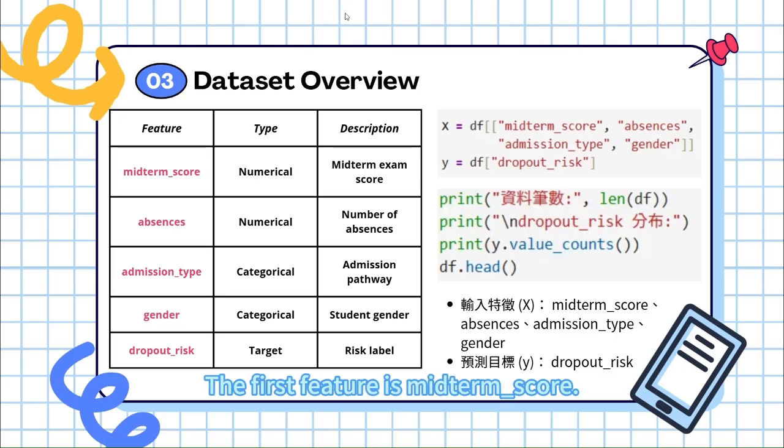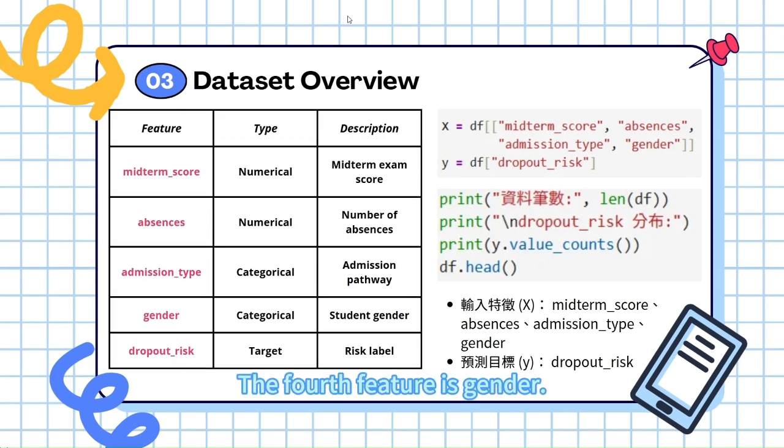The first feature is midterm score. It is a numerical feature and represents the student's midterm exam score. The second feature is absences. It is also a numerical feature and represents the number of absences. The third feature is admission type. It is a categorical feature and represents the student's admission pathway. The fourth feature is gender. It is also a categorical feature. The target variable is dropout risk.